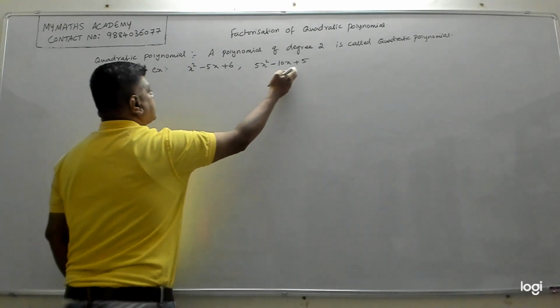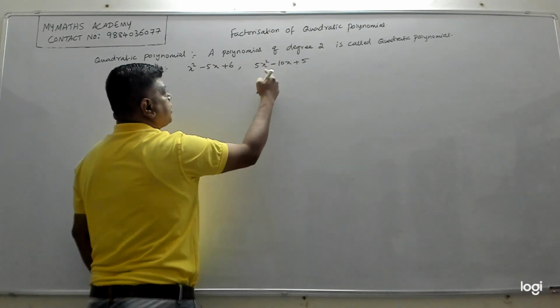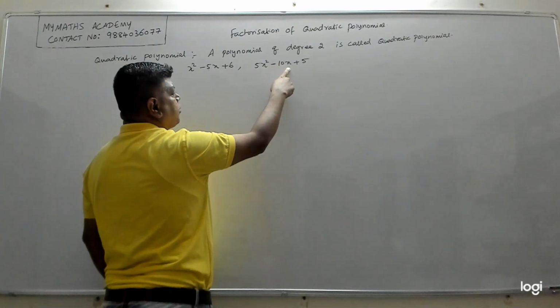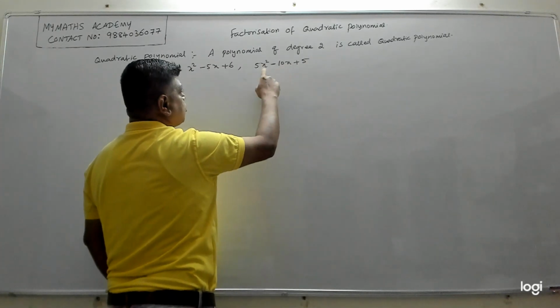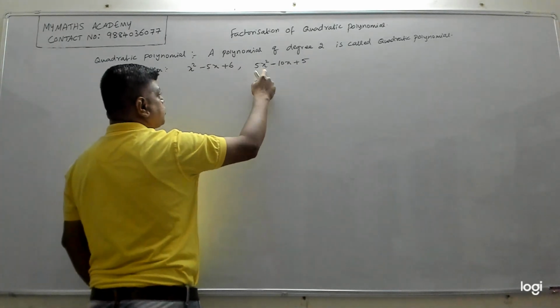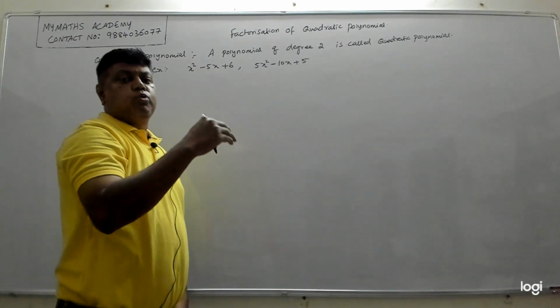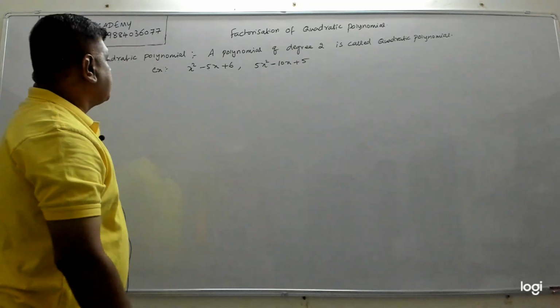Now, even this is an example of a quadratic polynomial because the degree is 2, the highest power of the variable. So here the power of the variable x is 2. Here the power of the variable is 1. Here there is no x, so it means x power 0. So the highest power is 2. Therefore, the degree of this polynomial is 2. Whenever the degree of the polynomial is 2, we call that polynomial a quadratic polynomial.